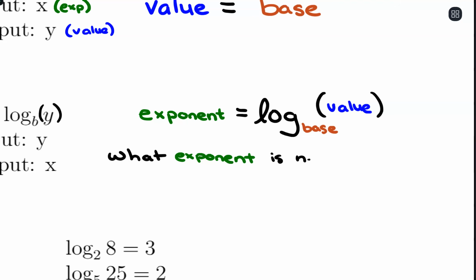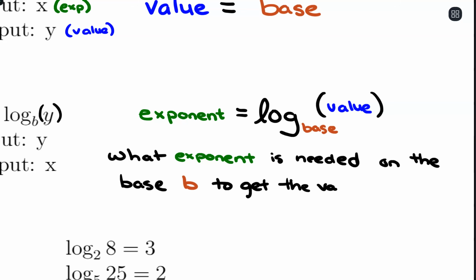what exponent is needed on the base b to get the value y? I just finish my writing here. Okay, this is what logarithms are asking. What exponent is needed? And we're raising b to that exponent to get out that value y. So these two numbers are working together with the logarithm, and we want to fill in the blank on the left-hand side of the equation there.